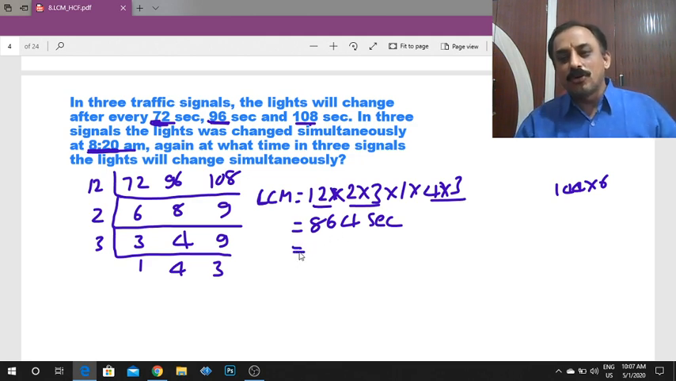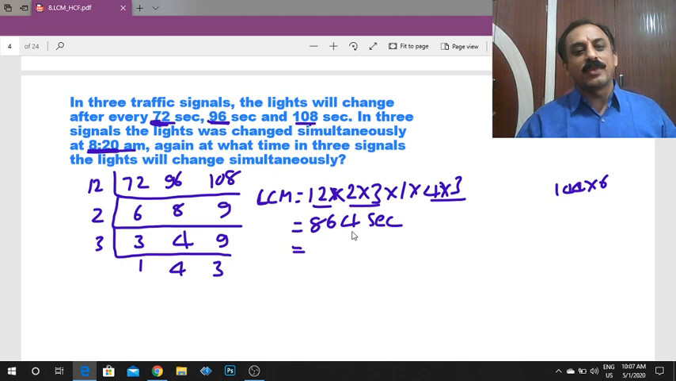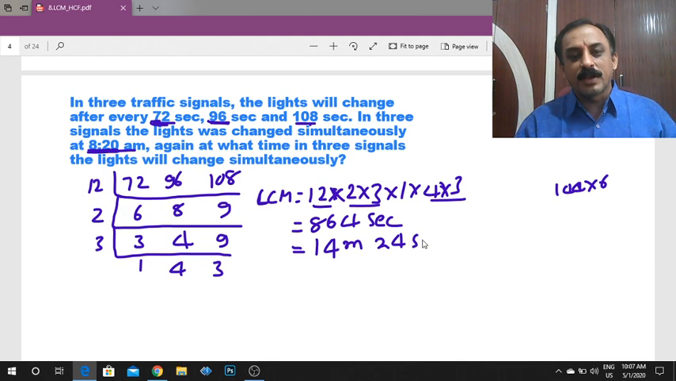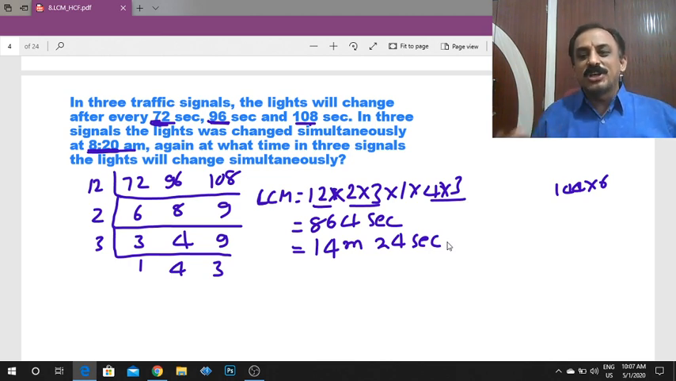1 minute is equal to 60 seconds. So 864 seconds, how many minutes? Divide by 60. 86 divided by 60, remainder is 26. 264. 60 times 4 is 240, remainder 24. So 14 minutes 24 seconds. So 864 seconds is equal to 14 minutes 24 seconds. Therefore, the lights will change after every 14 minutes 24 seconds.